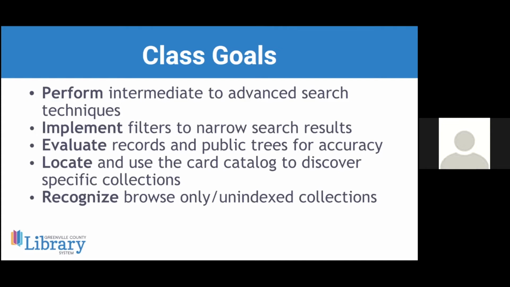Then I'm going to implement filters to narrow our search results, and I'm going to show you how you can do that. I also want to talk about when we find records on Ancestry, how can we evaluate those records for accuracy? In particular, I want to mention the public trees on Ancestry. I'm also going to talk about how you can use the card catalog, and we're going to look at a couple different collections. And then lastly, I'm going to show you how to find some browse only / unindexed collections.